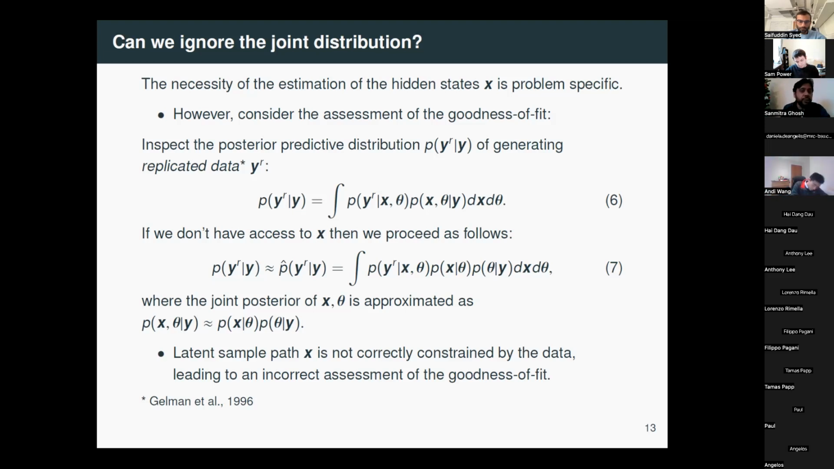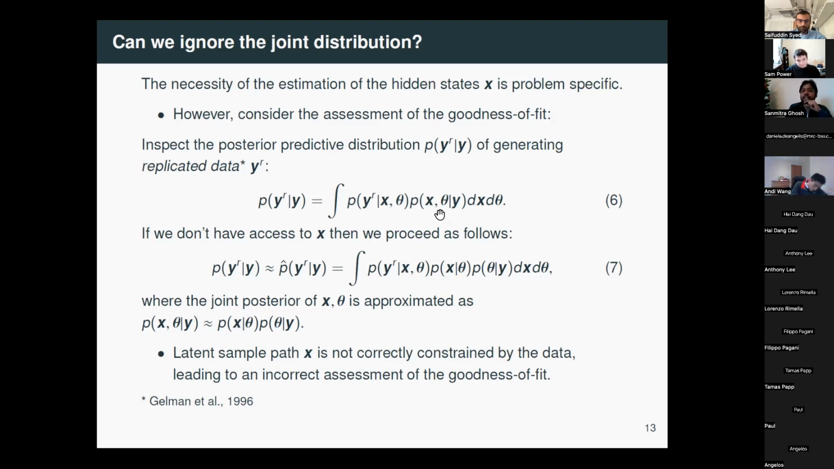This is not the only way to check goodness of fit, but it is very important, especially when you're designing a new model, right? I want to model some sort of nonlinear dynamics. I really want to see how I'm covering that nonlinearity, how I'm generating my trajectories, right? Now here is the problem.